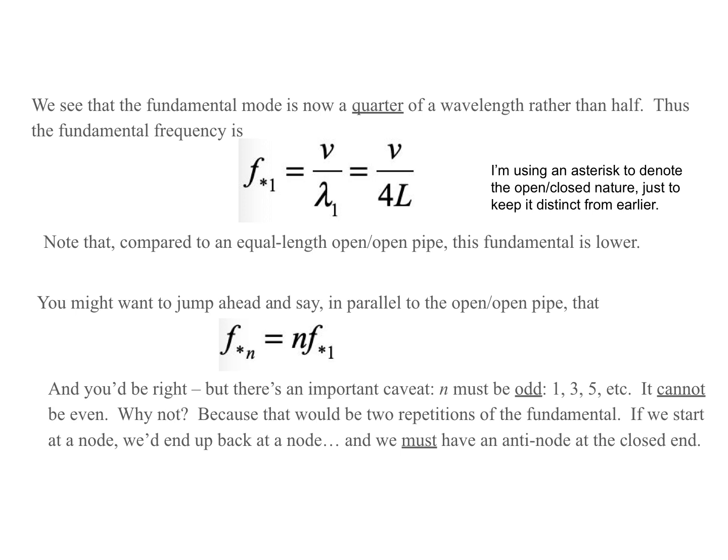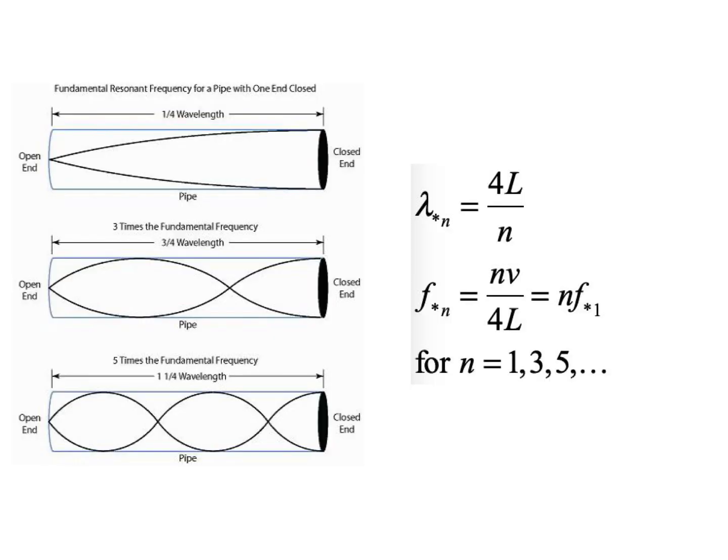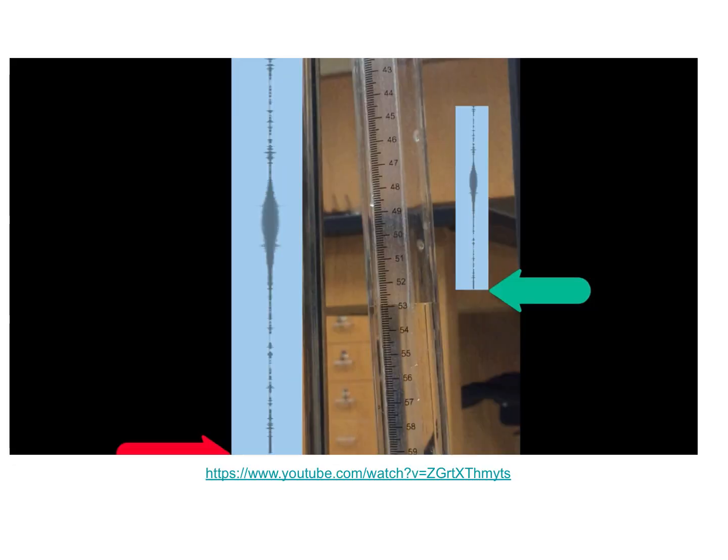If we start at a node, we'd end up back at a node, and then we must have an antinode at the closed end. Our spectrum actually looks like this, where we have 1/4, or 3/4, or 5/4 of a wavelength. But what we can't have is 2/4 of a wavelength, because then we have nodes at both ends. And we can't have 4/4 of a wavelength. Oops, badly done. Because we'd end up at a node at each end and so on. So all of the evens have to go away. They can't resonate the same way. Only the odds count.